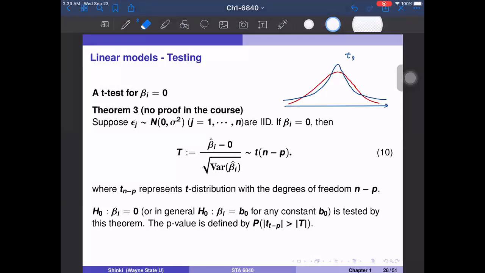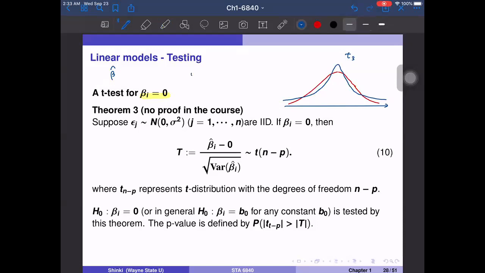Hi everyone, the next topic is testing. In the previous videos, we did estimation on linear models. So we estimate beta, and our estimate is beta hat. Now we want to see if some hypothesis is plausible or not. The first test is a t-test for beta i equal to 0. Whether or not beta i is equal to 0 is often of our interest.